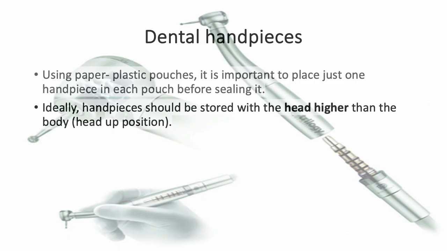Using a paper plastic pouch, it's important to place just one handpiece in each pouch. When storing the sterilized handpiece, it should be stored in a head-up position, where the head of the handpiece is higher than the body. It should be stored in a normal room temperature and humidity in a well-ventilated area out of the direct sunlight and away from the dust.